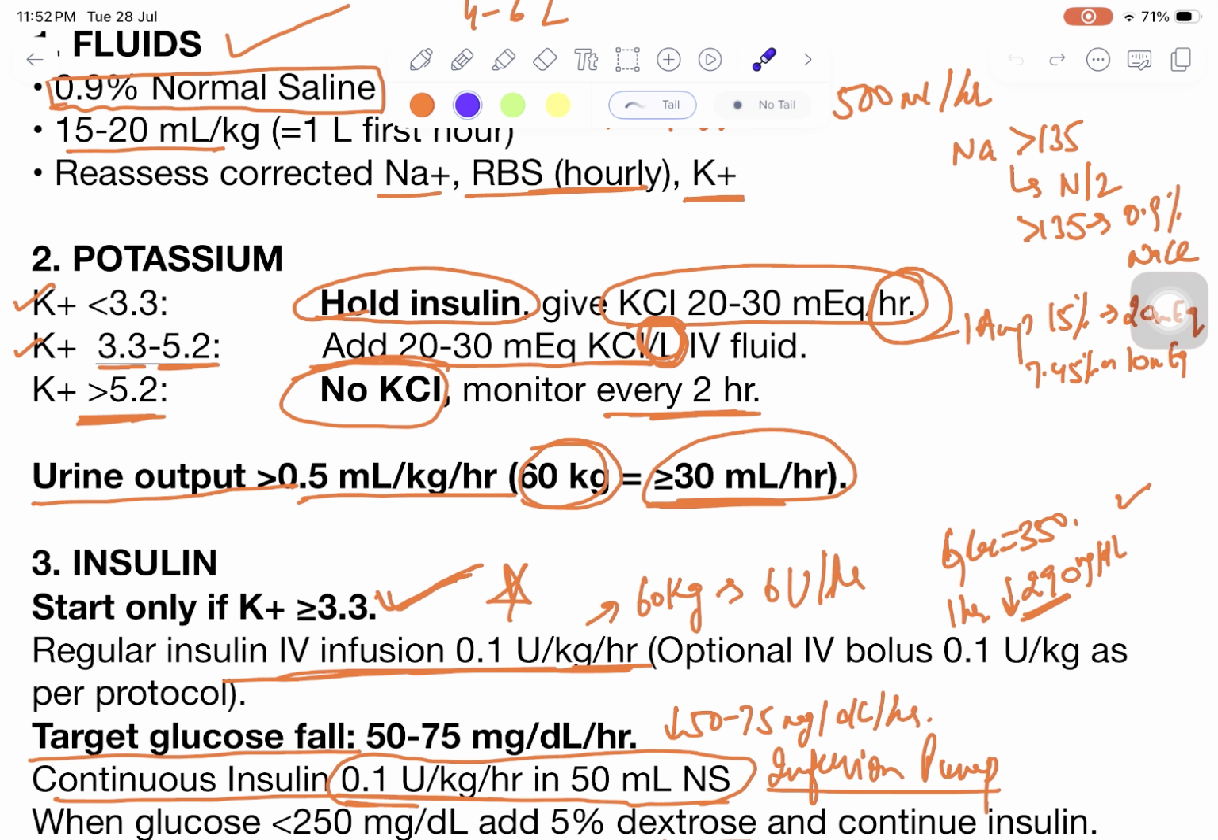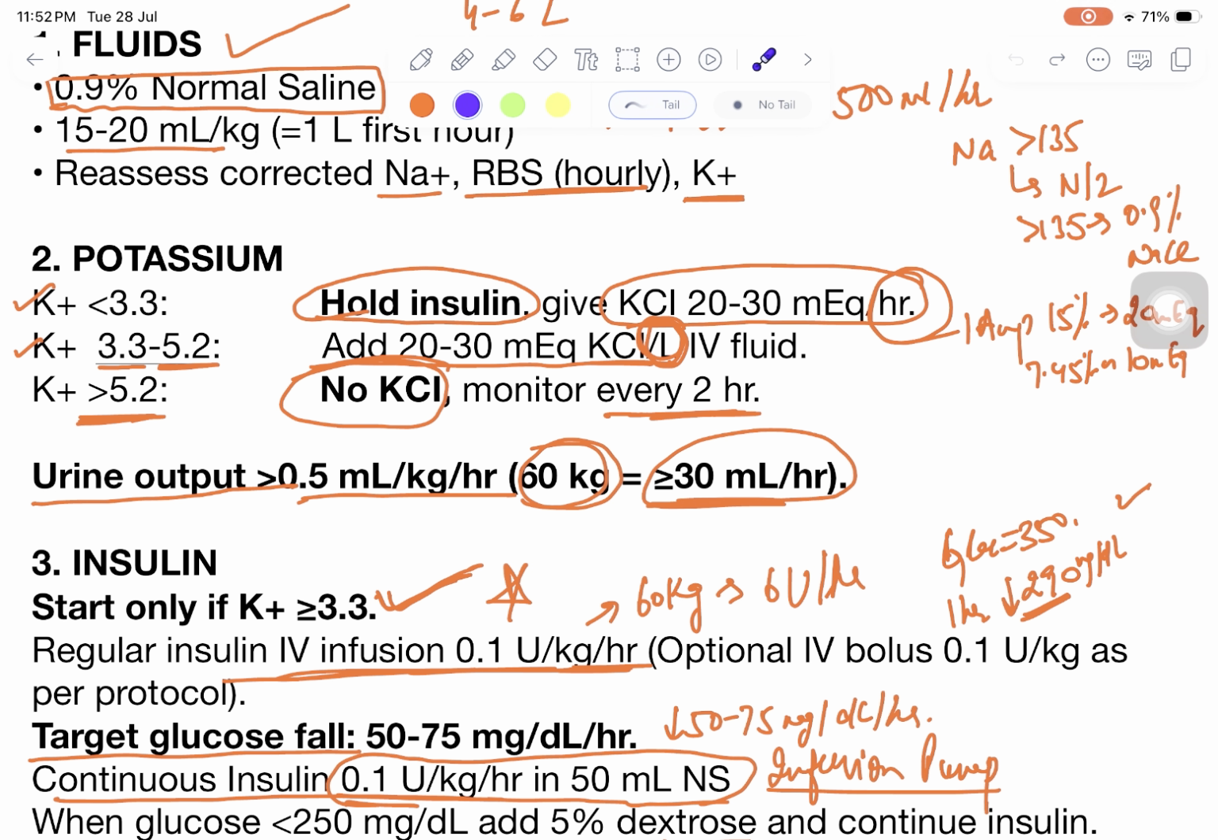If potassium is more than 5.2, you don't have to give KCl, you have to just monitor every 2 hours. While giving potassium, you have to monitor urine output, and it should be more than 0.5 ml per kg per hour. That means if patient is of 60 kg, urine output should be more than 30 ml per hour.